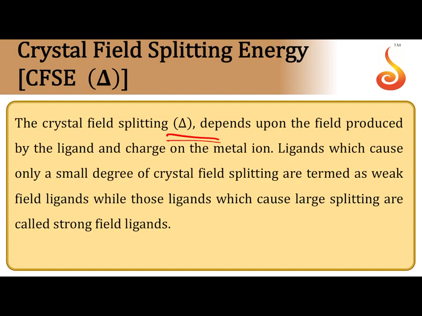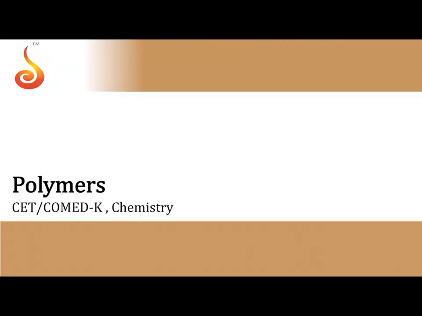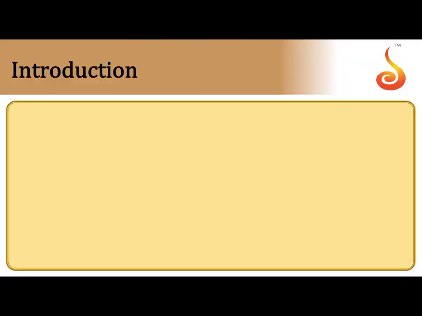So based on the delta value, ligands are divided into 2 types, strong field ligands and weak field ligands. When all ligands are arranged in a particular sequence based on the experimentally determined delta value, that is called the spectrochemical series. Here carbon monoxide has the strongest field strength. So these are considered strong field ligands.